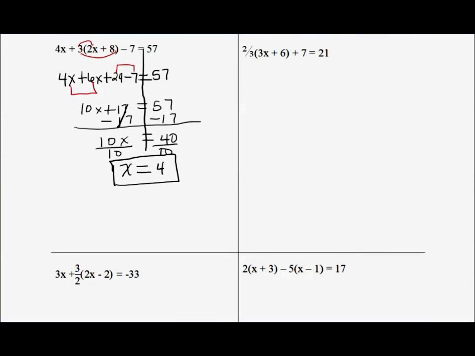My next problem, I have 2/3 times the sum of 3x and 6 plus 7 equals 21. So first thing I need to do, I'm going to distribute the 2/3. Now I can reduce this before I multiply. 3 will go into 3 one time. This becomes a 1. So 2 times 1 is 2, so this is just 2x.